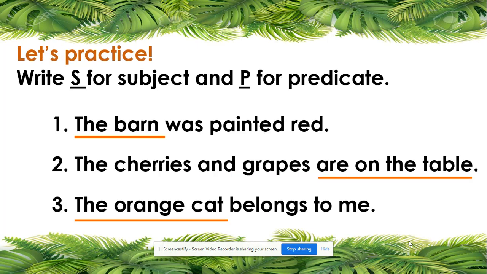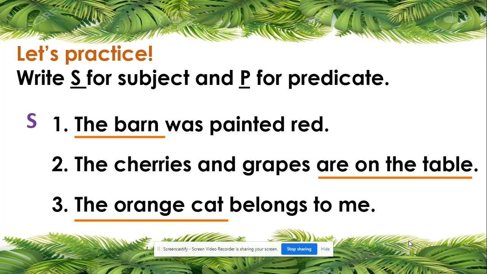Let's identify whether the underlined words in the sentences represent the subject or the predicate. The barn was painted red. That's right, it's a subject because the sentence talks about the barn.